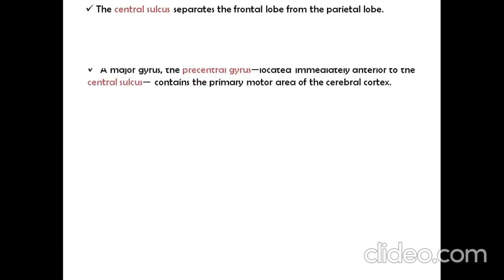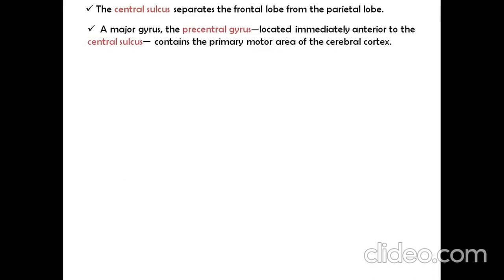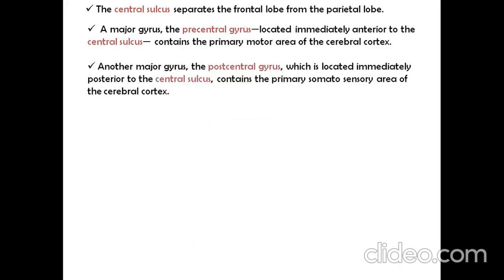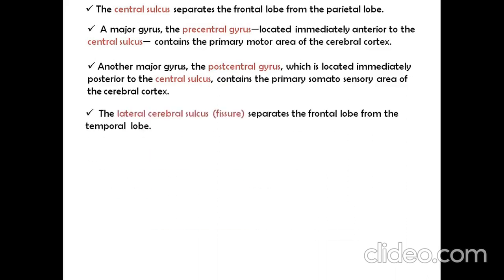The central sulcus separates the frontal lobe from the parietal lobe. The major gyrus, the precentral gyrus, located immediately anterior to the central sulcus, contains the primary motor area of the cerebral cortex. Another major gyrus, the postcentral gyrus, which is located immediately posterior to the central sulcus, contains the primary somatosensory area of the cerebral cortex. The lateral cerebral sulcus, or fissure, separates the frontal lobe from the temporal lobe.